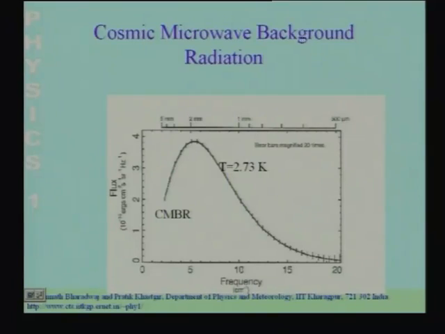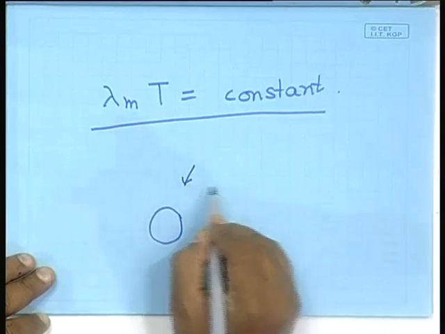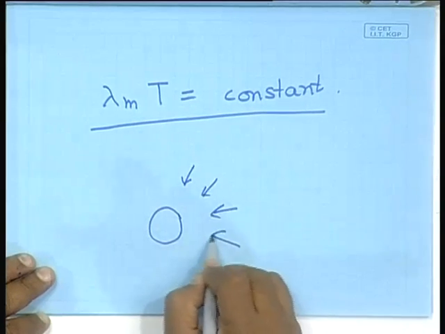Now, what this curve shows you is the spectrum of the radiation that you get coming from space. If you take a radio receiver and point it in any arbitrary direction, you will find that there is some radiation coming, which is independent of the direction in which you point your receiver. It is coming from all directions in space. So, if I am sitting on the earth over here, there is some radiation coming from all directions in space.